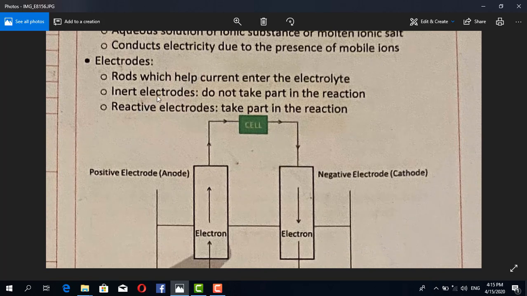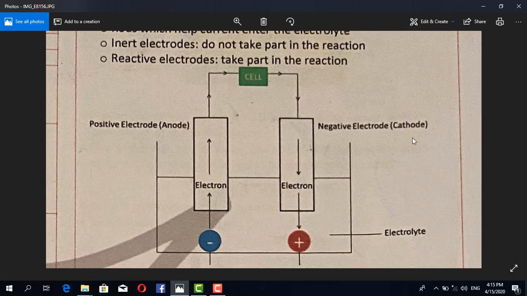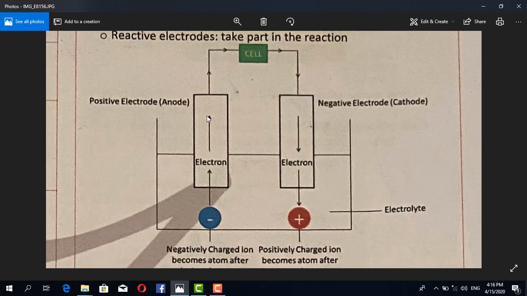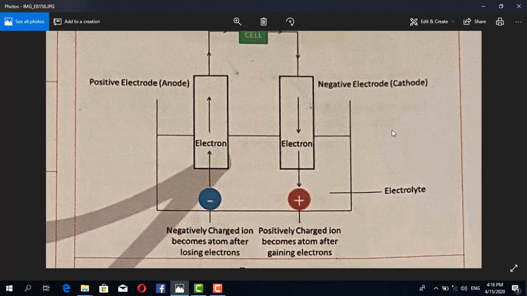Electrodes: here we've got something called the anode and something called the cathode. The anode is the positive electrode, meanwhile the cathode is negative. The rods which help current enter the electrolyte are of two types. We've got inert electrodes, which don't take part in the reaction, and reactive electrodes, which take part in the reaction, so it depends. Okay, that's the general idea.